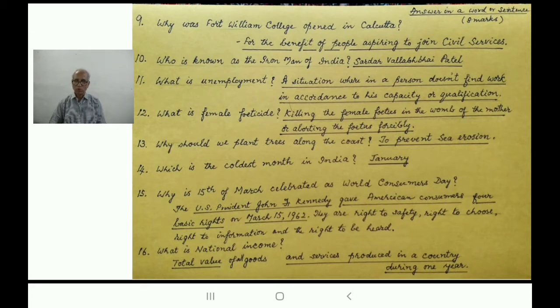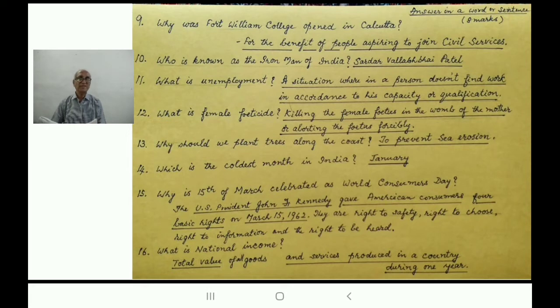12th question. What is female feticide? Feticide is killing the fetus. The baby which is in the womb of the mother, you call it as fetus. It's a growing baby. For 9 months, it will be there in the womb of the mother. People kill the fetus even as the baby is in the womb. You call it as feticide.